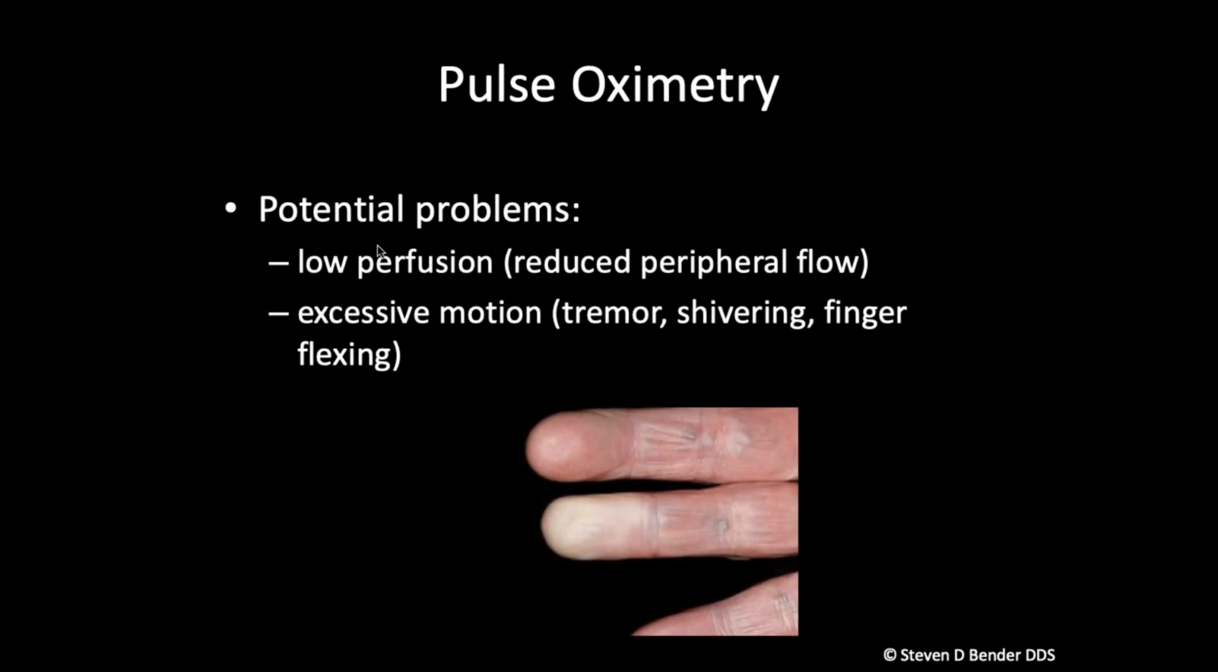Now, another potential problem with pulse oximetry is low peripheral perfusion. So this could be Raynaud's or other disorders where they have reduced peripheral blood flow. Also, if the patient has a lot of movement during sleep, they're shivering, they're tremoring, they're flexing their finger, putting their hands under their pillow, all these different things can affect the variables that you'll get in your pulse oximetry readings.